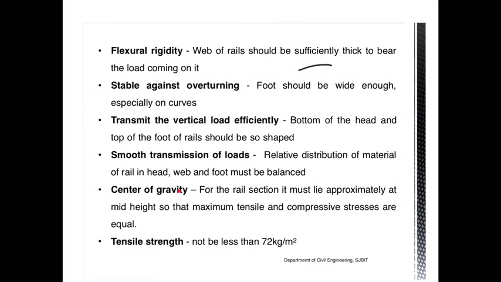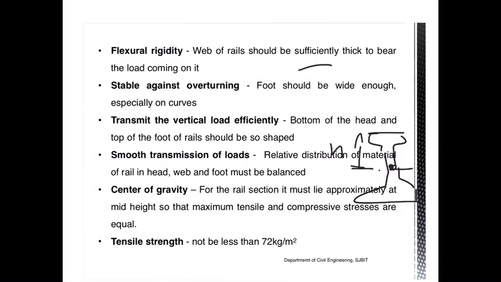And also, they should have a relatively smooth distribution of the material in the rail. The head, web and the foot section must be balanced, so that it will ensure the smooth transmission of the load from the head to the foot section. And next, with respect to the center of gravity, if you have this rail section, the center of gravity should act approximately at the mid height of the total rail section.